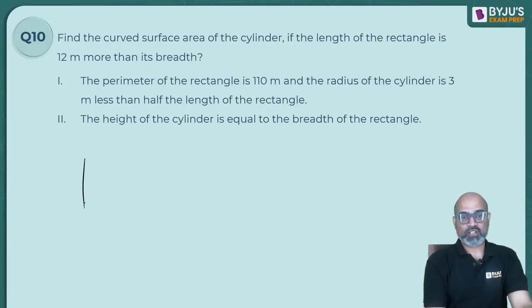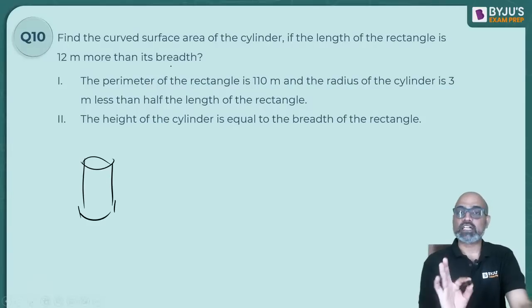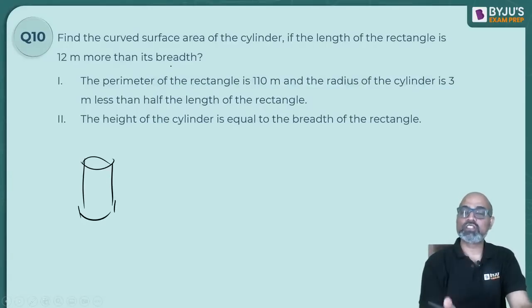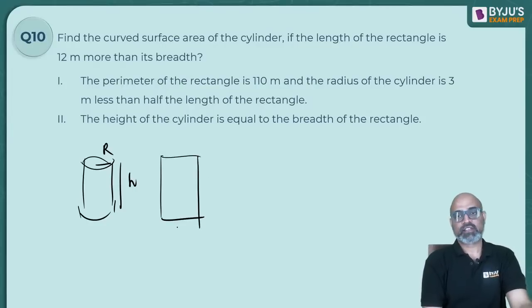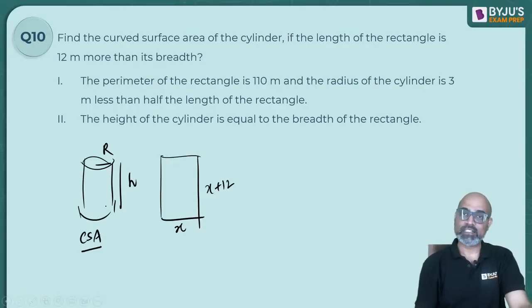So we have a cylinder. In order to calculate curved surface area of a cylinder, what are the things you need for curved surface? You need the radius and you need the height. And then they have given you length and breadth of a rectangle. So there is a rectangle whose breadth is x and whose length is x plus 12. We have to figure out curved surface area of this cylinder.